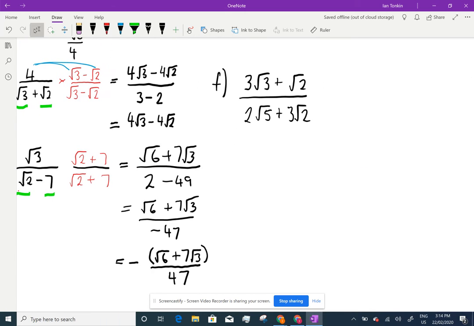Righto. Again, you've got a subtraction or an addition in the denominator. Here we've got an addition. We are going to multiply by the conjugate. You just write the same thing, 2 root 5, but change the sign, 3 root 2. And you've got to multiply the top by the same thing. Look at that.